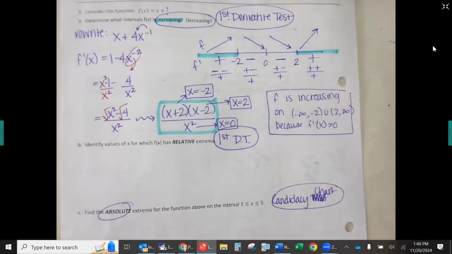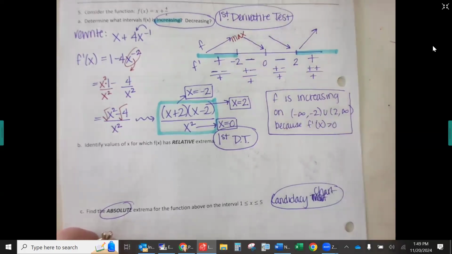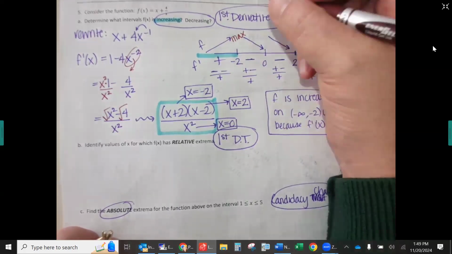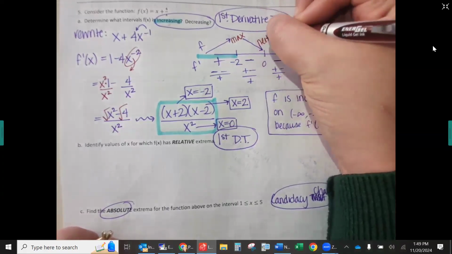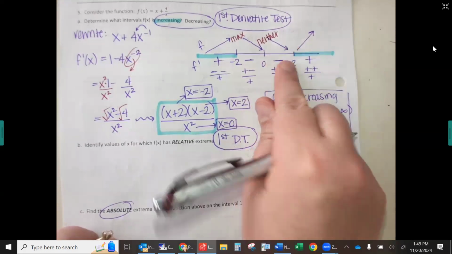All right, second part says identify your relative extrema. Remember, those are your mins and maxes, but I already did all the work. I just need to find them. Okay, what type of extrema is -2? A min, a max, or neither? -2 would be a max because it goes from uphill to downhill. What type is 0? A min, max, or neither? Okay, neither, because it goes from downhill to continuing downhill. And then what type for 2?